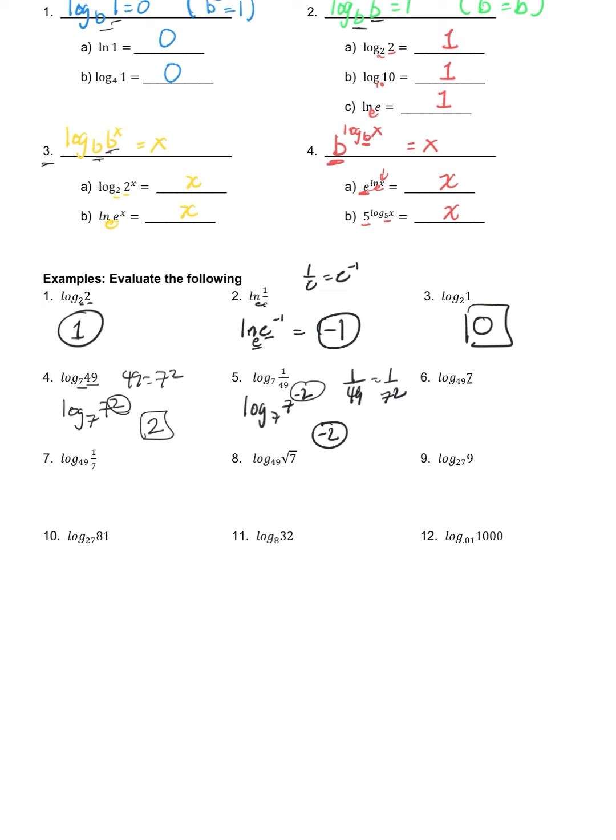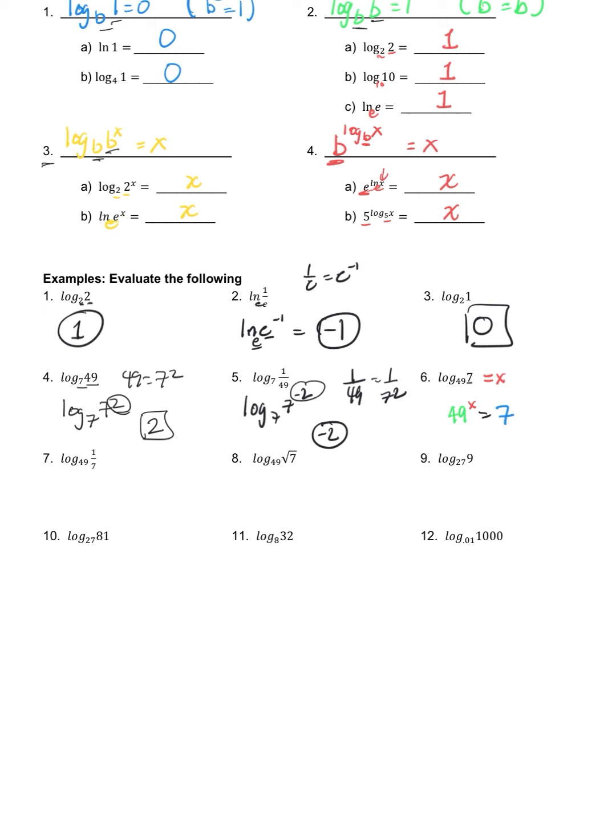I'm going to set it equal to x, and then I'm going to change this to exponential form. So here my base is 49, my exponent is x, and that has to equal my argument, which is 7. So changing to exponential form will help us to solve for it. Now if we change it to the same base, then we can set the exponents equal to each other.